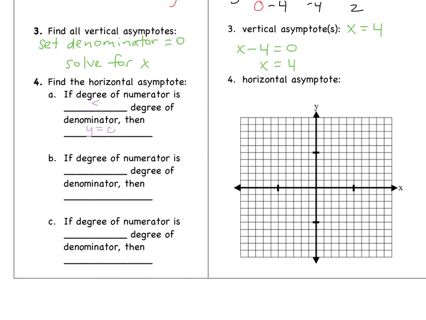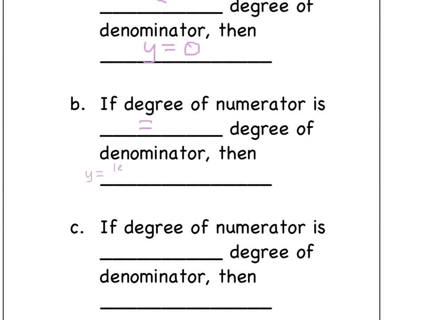Scenario 2: if the degrees are equal, then the horizontal asymptote is y equals the leading coefficient of the numerator over the leading coefficient of the denominator. We'll go through some examples like this to show what I mean by that.